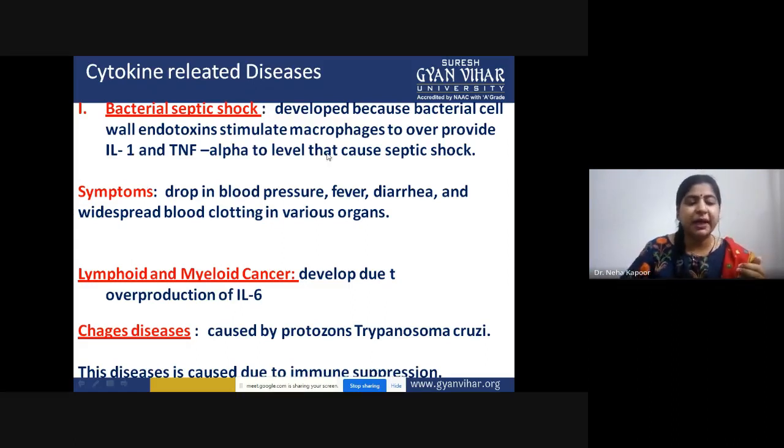Then there is lymphoid and myeloid cancer that develops due to the overproduction of interleukin 6. There is a disease known as Chagas disease, a parasitic infection caused by the protozoan Trypanosoma cruzi, and this disease happens due to immune suppression by certain cytokines.